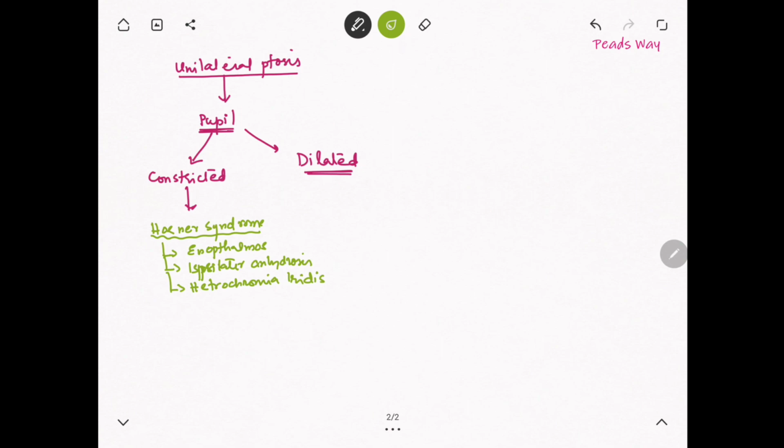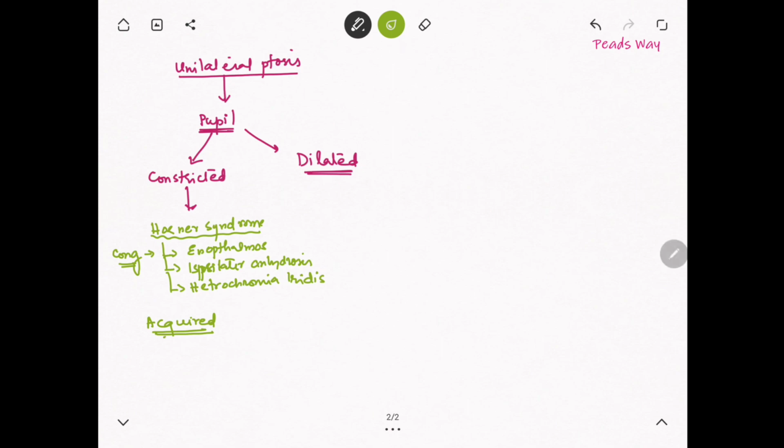So you found that the pupil is constricted. Look for features of Horner syndrome. These are the features of congenital Horner syndrome. But you need to know that sometimes the Horner syndrome is congenital, but other times it is acquired. So you also need to look for acquired features. So now you will look for causes which can cause Horner syndrome.